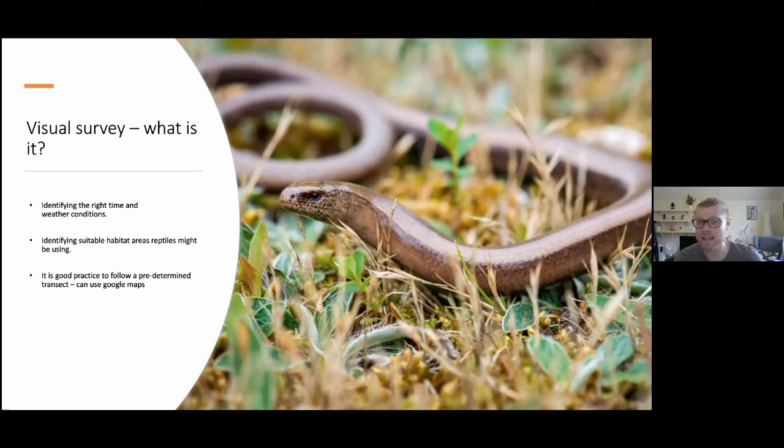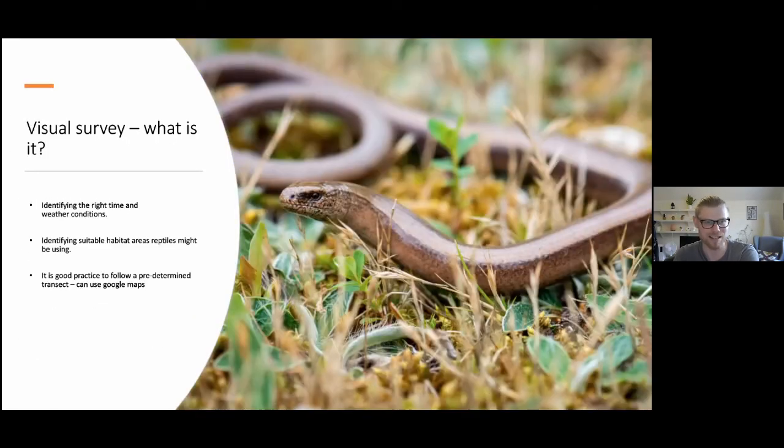You can also set a transect. It's really good practice if you're familiar with transects. A transect is just starting at point A, ending at point B, and as you travel that route, actively looking for your survey species. You don't always have to do this. You can just go to a site and have a jolly around the site and still conduct a visual survey. But by and large, it's really good to get yourself on Google Satellite or something with a habitat map and plan your route around where you're going to do your visual survey.